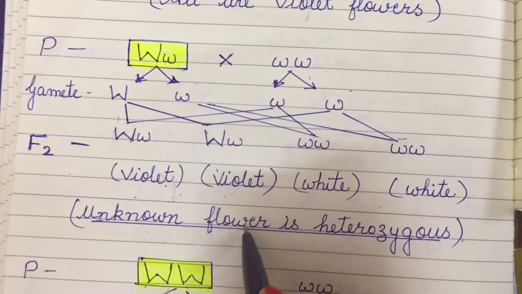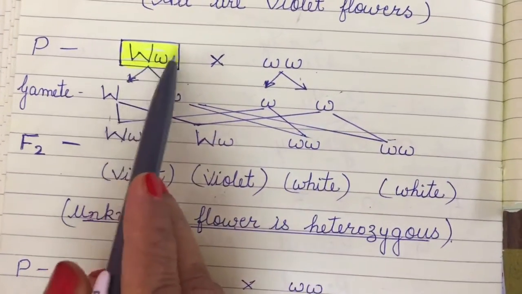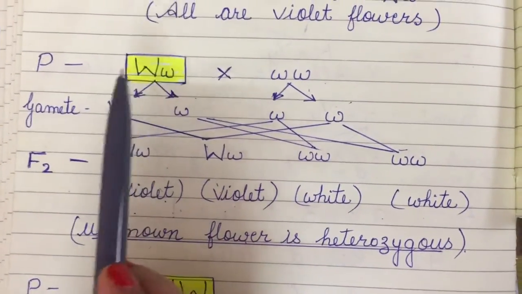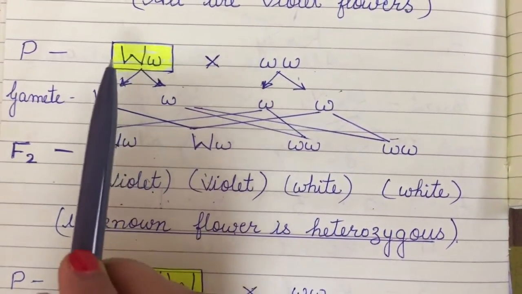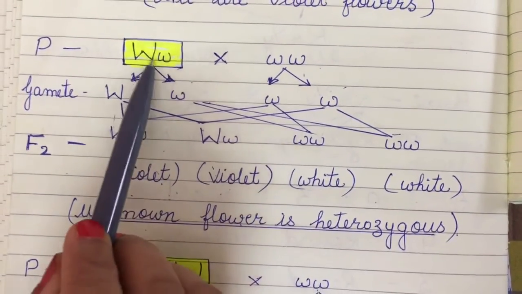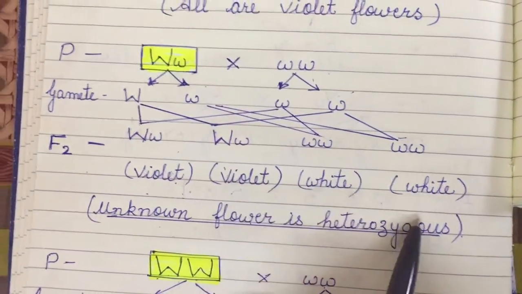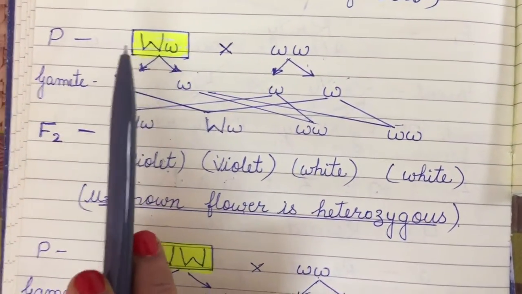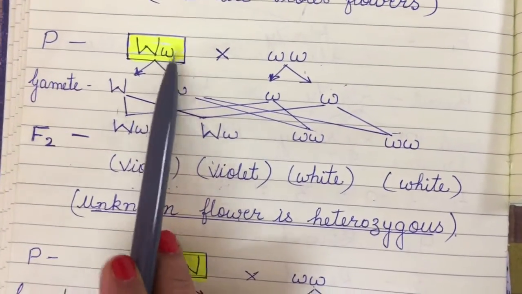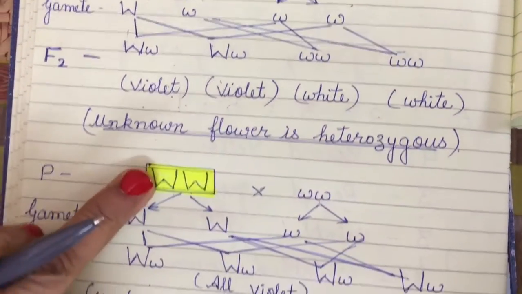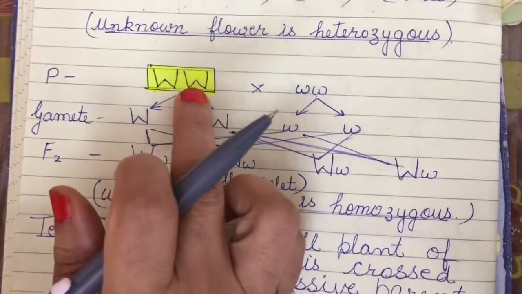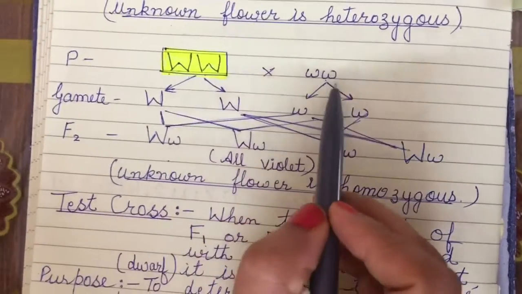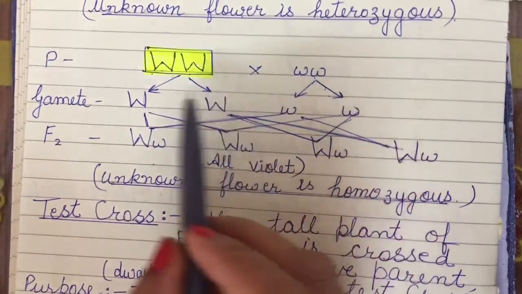So this cross shows the unknown, because we don't know whether this is homozygous or heterozygous. This is violet. Whether violet is homozygous or heterozygous, we don't know. So if the ratio comes out 50:50, then this genotype is heterozygous, that is, this flower is heterozygous. And if this is unknown, imagine we don't know whether it is capital W or small w. But at present we are considering both capital W's with the recessive parent for the test cross.